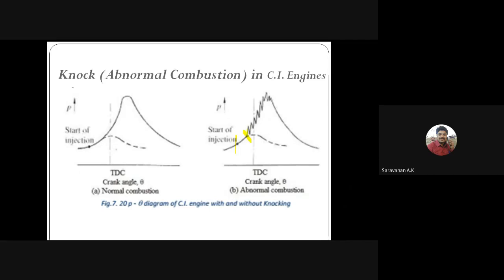So after that, what will happen? See, the curve will be zigzag. The pressure and the temperature will increase, right? The pressure and temperature rise in the abnormal condition, so the zigzag curve will be there. So it is the abnormal burning, the abnormal combustion in the CI engine. That abnormal combustion is called knocking, right?